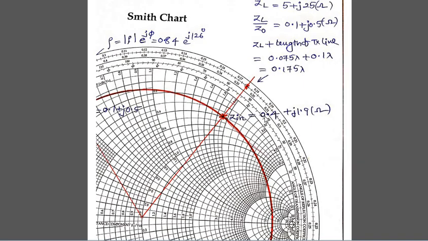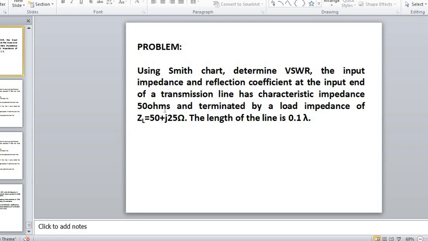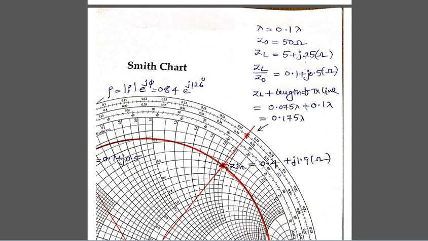Now we will go with the problem. What is the problem we saw? What is the Z0 given? Z0 is given as 50 ohms. What is the value of ZL for the given problem? ZL is 5 plus j 2.5. You carry it as 5 plus j 2.5. Then we are going to have it as a normalized ZL.